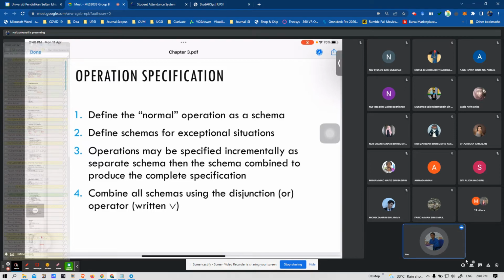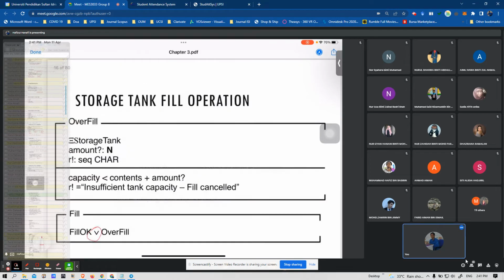Okay, operation specification. Define the normal operation as a schema. Define a schema for the exceptional situation. Operations may be specified incrementally as separate schemas, or you can combine them to produce the complete specification. Okay, and then combine all schemas by using this junction, or written as or. This one is disjunction.